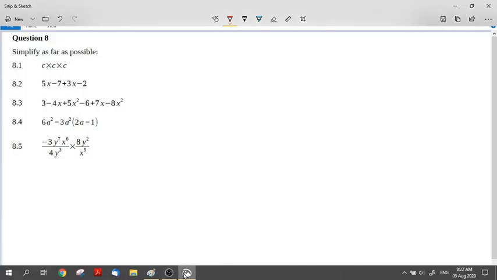Okay, hello grade 8. This is question 8 from the June 2019 exam that you're doing for your homework. I want to talk about this question because this question is all about the exponent laws versus like terms.